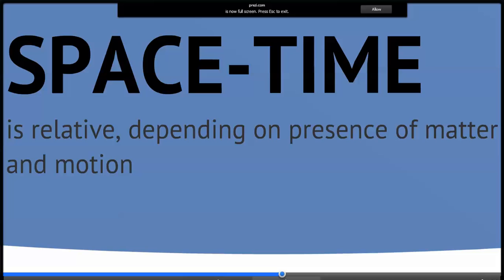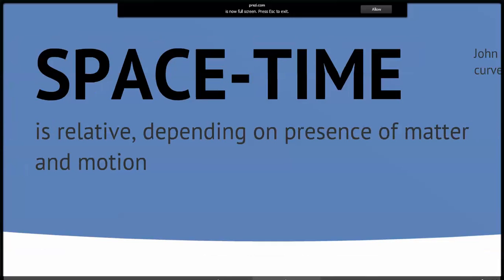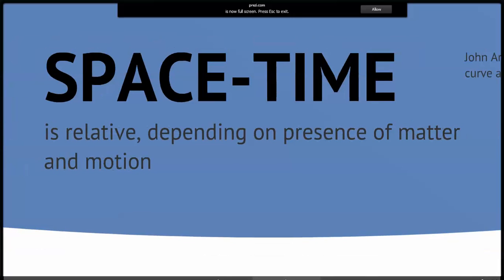So I found this quote to be quite interesting. My computer's running a little slow, so hopefully it'll take me to the next slide. So John Wheeler says that matter tells space how to curve, and space tells matter how to move.